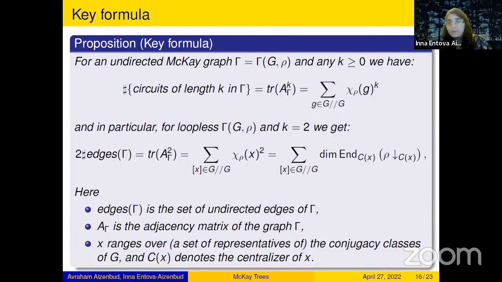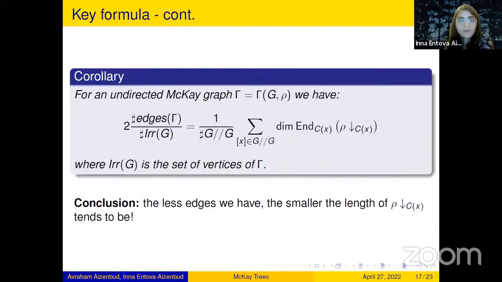And if we work a little bit more, we can actually prove that this is equal to the sum of the dimensions of the endomorphism space, the restriction of rho to the centralizer of a representative of the conjugacy class. So this is the formula which you see right here. So why is this useful? We can immediately get the following corollary.